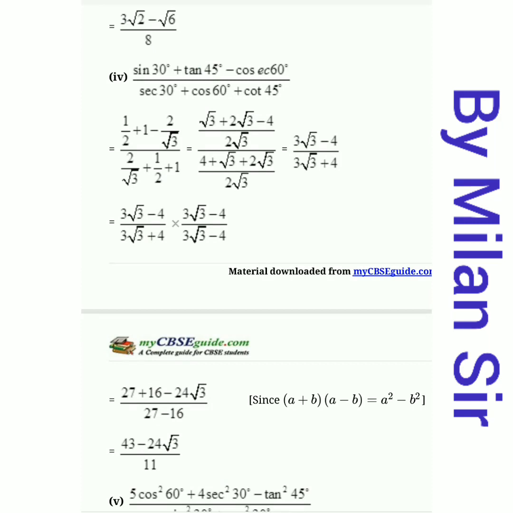Sin 30 plus tan 45 minus cosec 60 upon sec 30 plus cos 60 plus cot 45. Now sin 30 is 1 by 2, tan 45 is 1, minus cosec 60 is minus 2 upon under root 3. And in the denominator, sec 30 is 2 upon under root 3, cos 60 is 1 by 2, cot 45 is 1. Now take LCM in numerator and denominator.